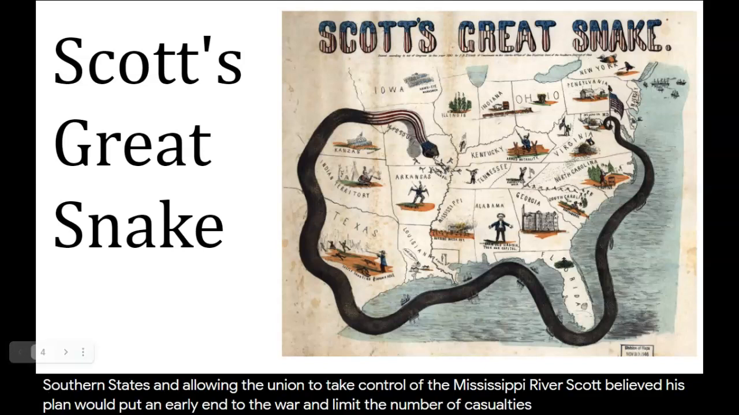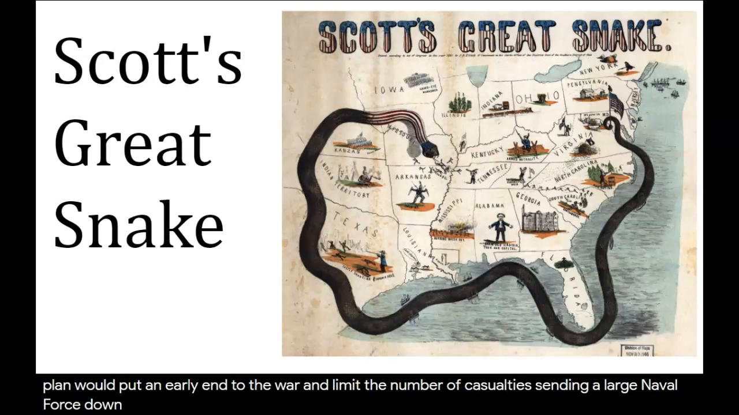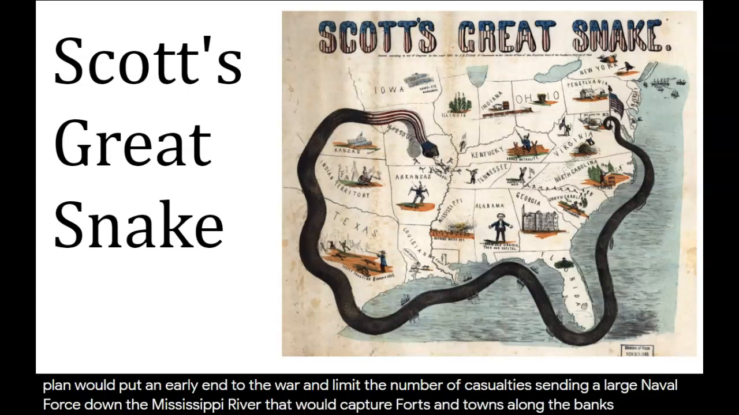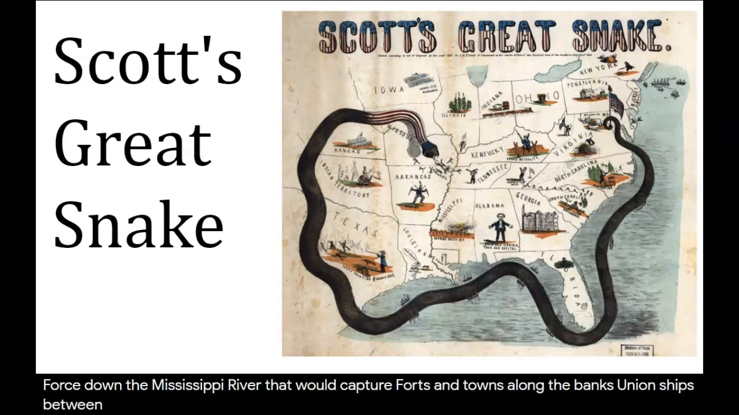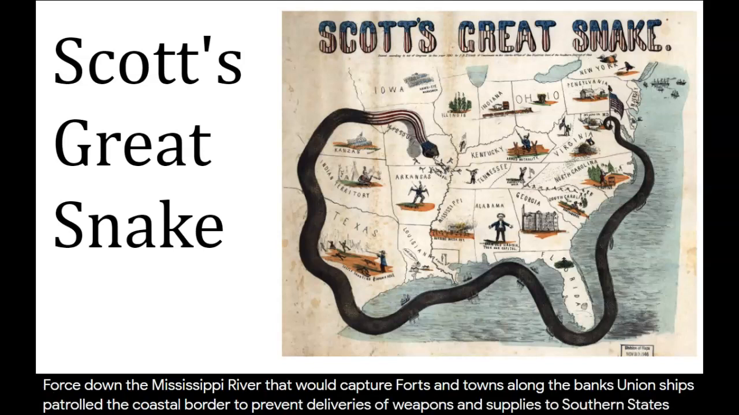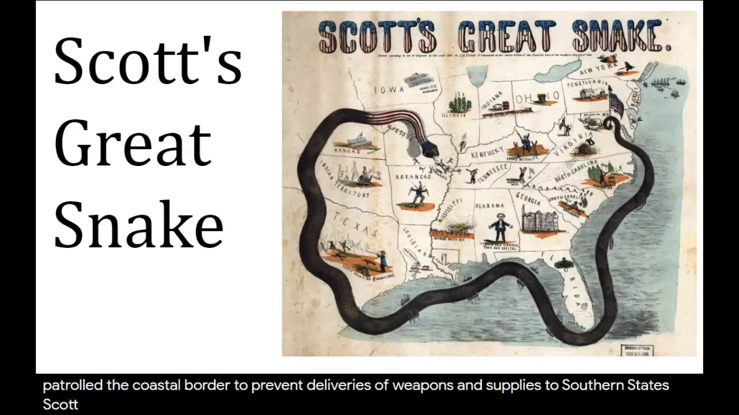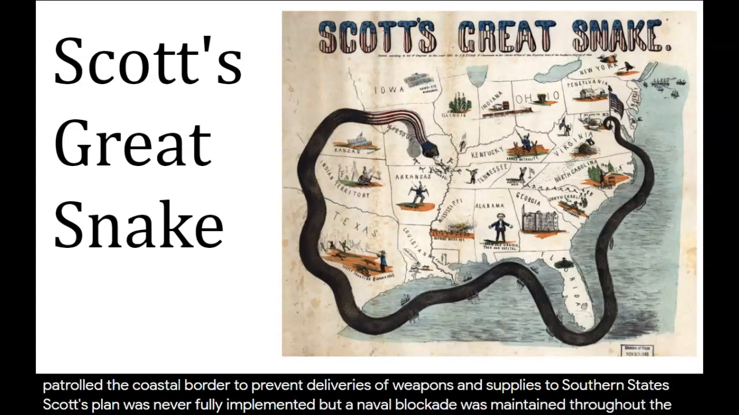Scott proposed sending a large naval force down the Mississippi River that would capture forts and towns along the banks. Union ships patrolled the coastal border to prevent deliveries of weapons and supplies to Southern states. Scott's plan was never fully implemented, but a naval blockade was maintained throughout the war.